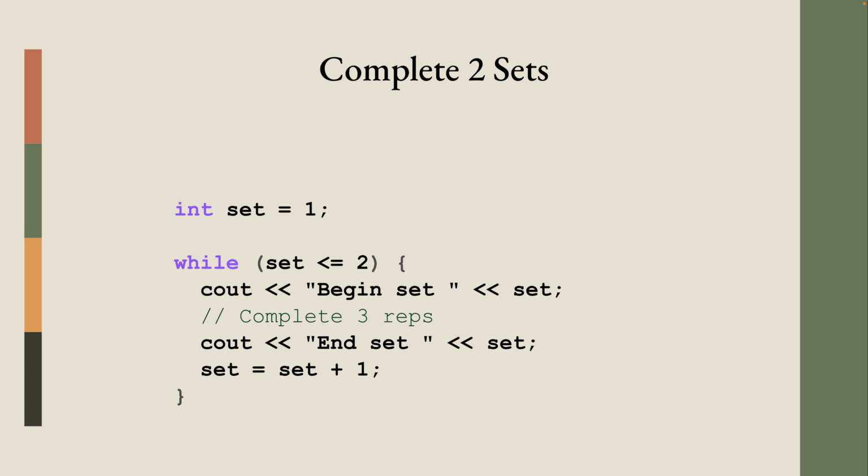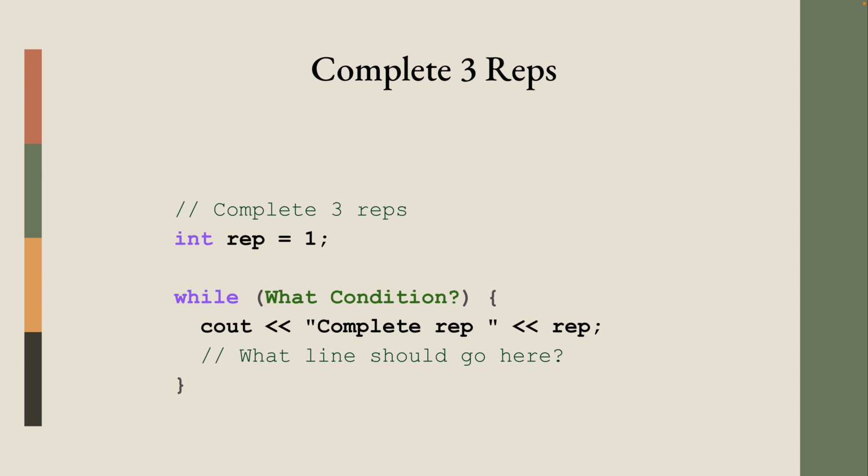Okay. And then you'll notice in here, we're saying every time we do a set, we're going to complete 3 reps. And so every time you do something multiple times inside of another one, that's your indication that we'll have a nested loop. So let's think about how we'd write this code for the complete 3 reps. If we start the rep at 1, what do we want to put as our condition? Okay, well rep is less than or equal to 3, and then what do we put at the end?